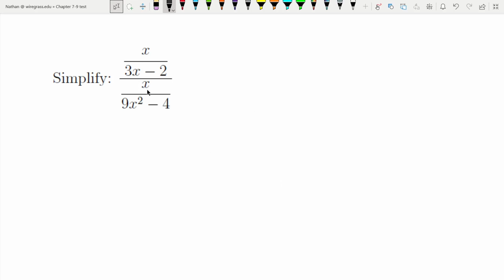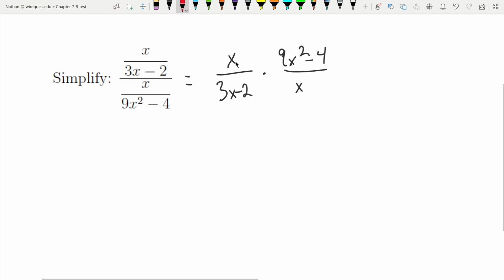So for this fraction, since we have divided by a fraction, we can multiply by the reciprocal. So we're going to get x over 3x minus 2 times 9x squared minus 4 over x. I just flipped the bottom thing and multiplied it. So now you can see that, of course, the x's cancel.